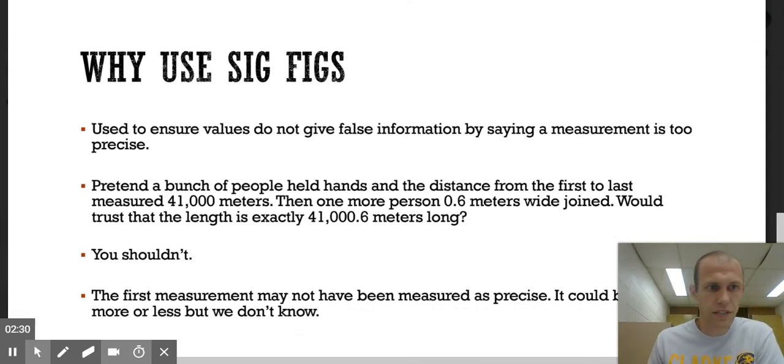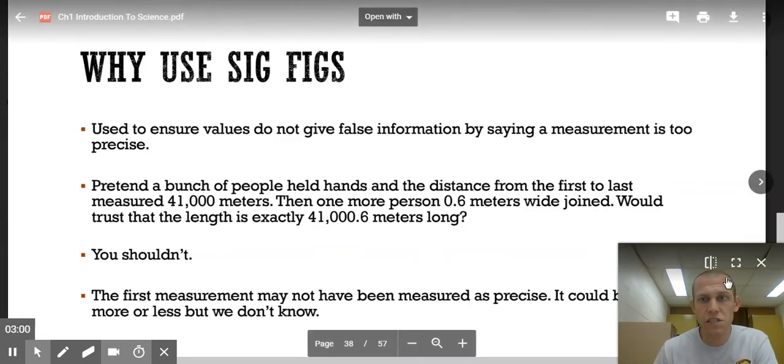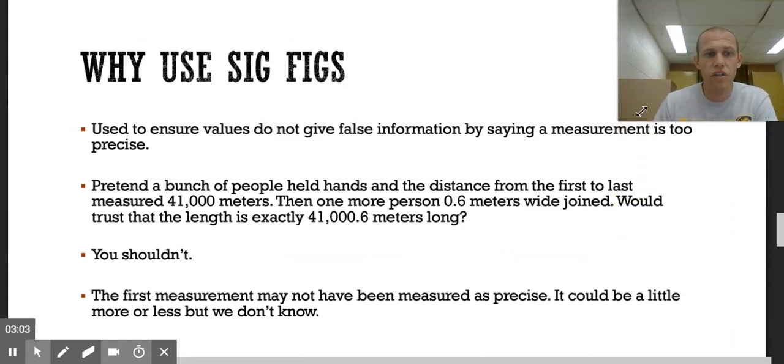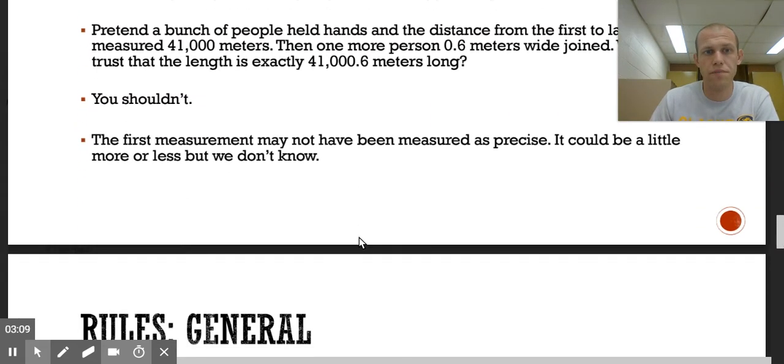So why do we use sig figs? They're used to ensure values do not give false information by saying a measurement is too precise. Pretend a bunch of people held hands and the distance from the first to the last measured to be 41,000 meters. Then one more person, who is 0.6 meters wide, joined. Would you trust that the length is exactly 41,000.6 meters long? You shouldn't, because the first measurement may not have been measured as precisely as that last person. It could be a little more or a little less, but you don't know. So we use the least precise measurement.